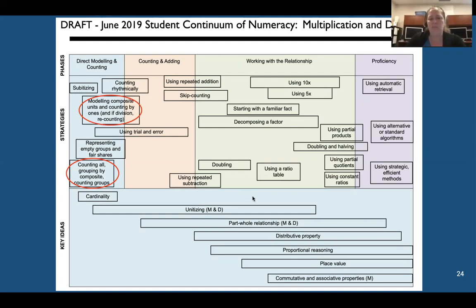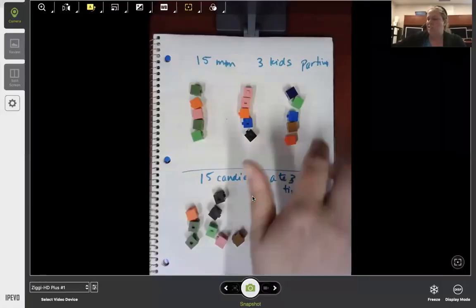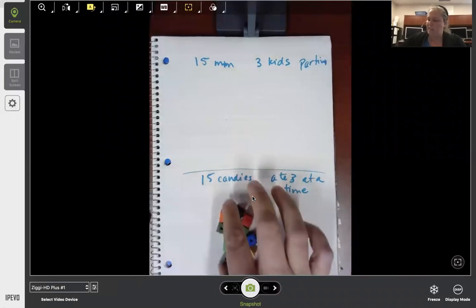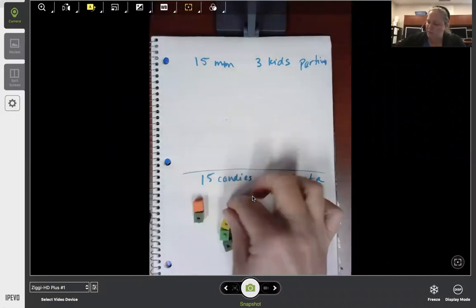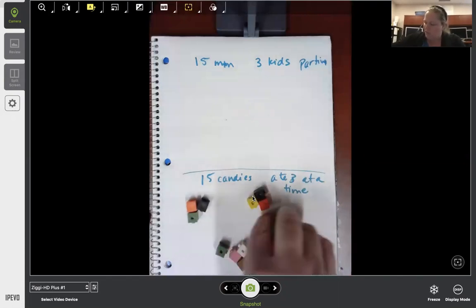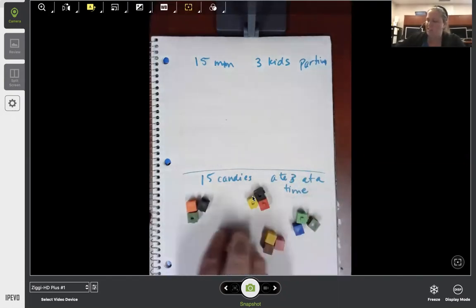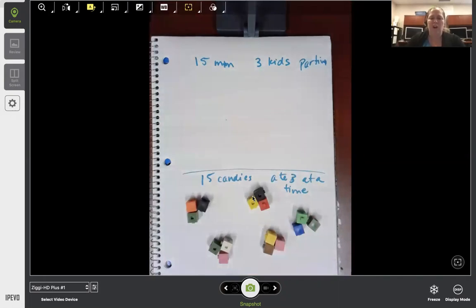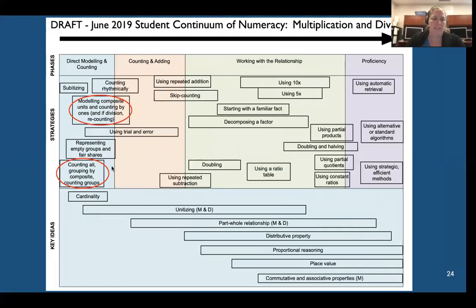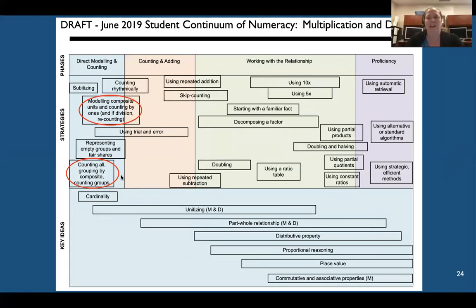Counting all and grouping by the composite, what they do for that one is they count out the total, the 15, and then they pull out the groups of 3 until they run out of counters. And that's the reason why that's on the continuum way far over on the left, because that's something you see with very young, grade 1 and kindergarten students using that type of strategy.